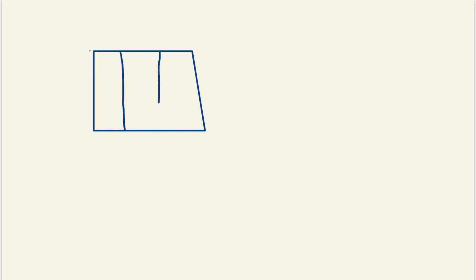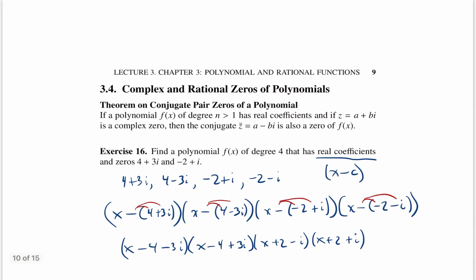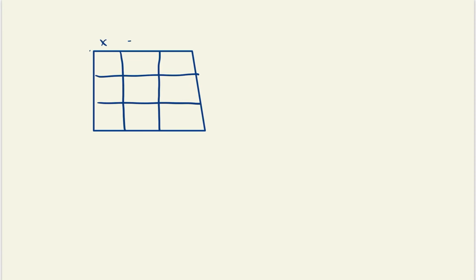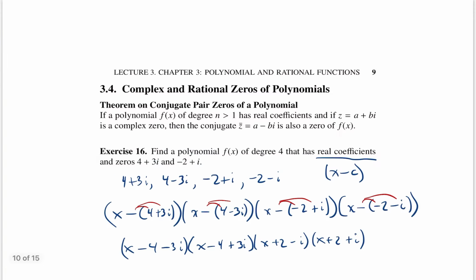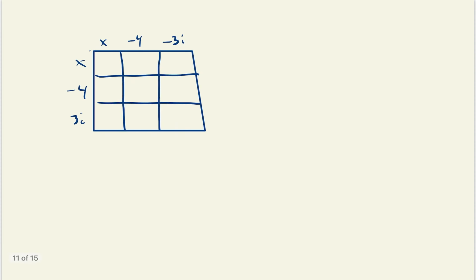So if we do that, we're going to get, the first factor was x minus 4 minus 3i. I'm going to do a 3 by 3 box. I think it's the easiest way. So the first one was x minus 4 minus 3i. And the other one would be x minus 4 plus 3i. And now we can multiply the row and the column to get each box filled out.